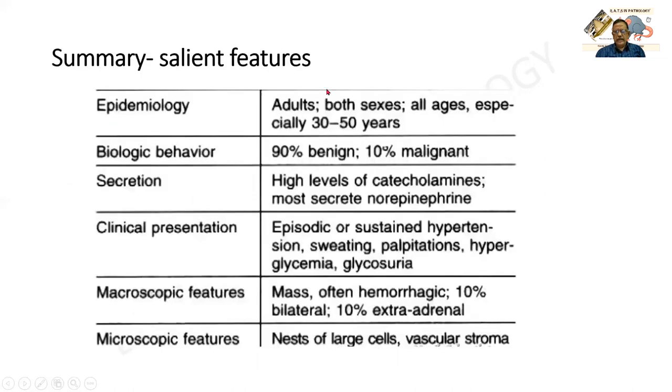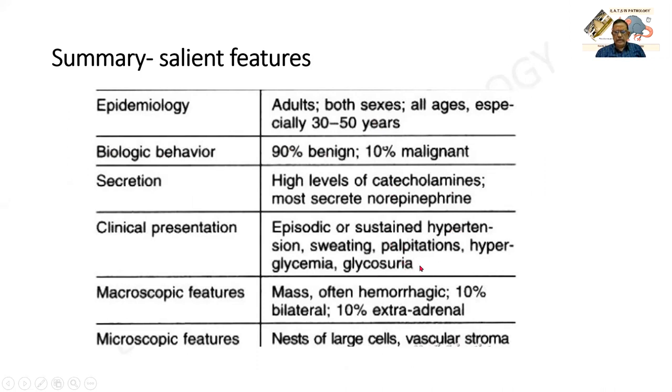So this is a summary. I would like you people to kindly learn this particular column by heart. It occurs mostly in the adults. 10% can occur in children. And you find that 90% are benign, 10% are malignant. Urinary levels of catecholamines and norepinephrine in the blood can be increased. Clinical presentation will be all the features that we had mentioned.